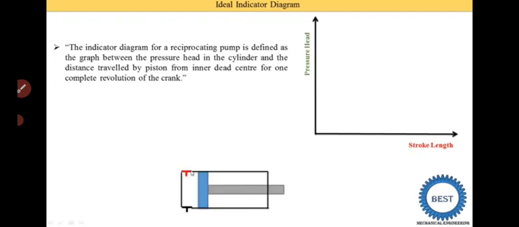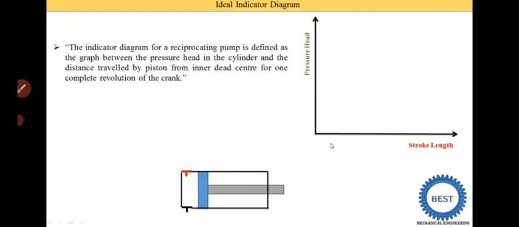Here is the cylinder, the suction valve, and the delivery valve. This is the inner dead position of the piston. The piston does not move further back from this position, so it is known as the inner dead center, and somewhere here is the outer dead center. The distance between the inner dead center and the outer dead center is known as the stroke length, the maximum distance traveled by the piston from one place to another.